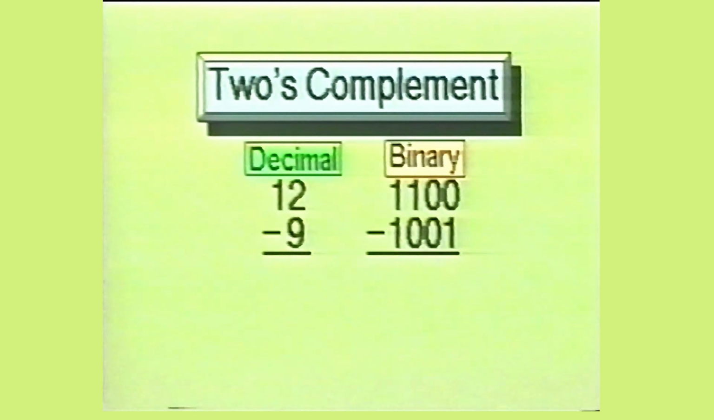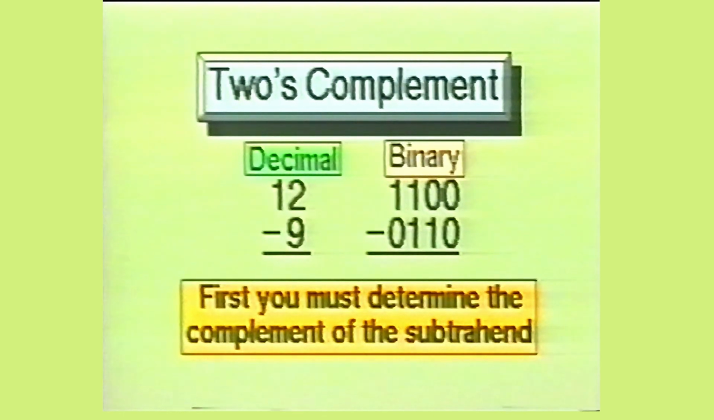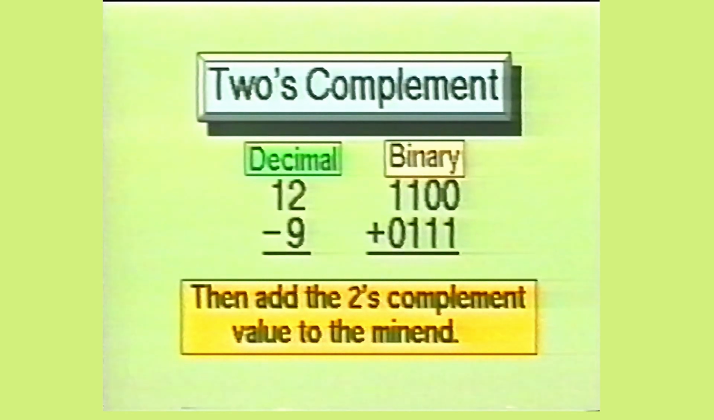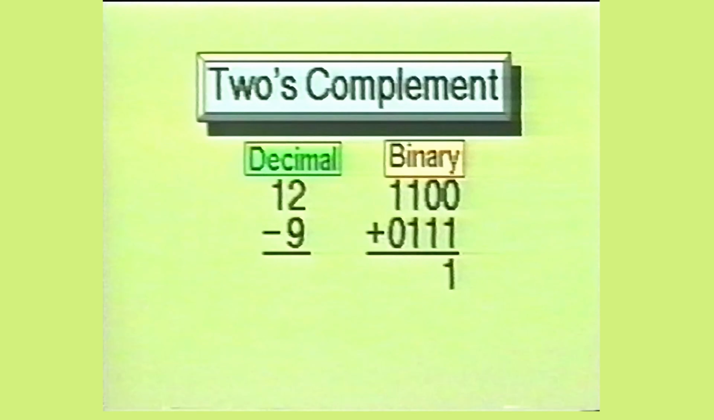In this example, we will subtract 9 from 12. First, you must find the complement of the subtrahend. Next, you simply add 1 to the complement's value. Then you add the 2's complement value to the minuend. 0 plus 1 equals 1. 0 plus 1 equals 1. 1 plus 1 equals 0, carry 1. And since we carried 1, we now have 1 plus 1 equals 0, carry 1. Since we had already added 1 to the subtrahend, we discard the carry bit, and our answer becomes 0011, or 3 in decimal.